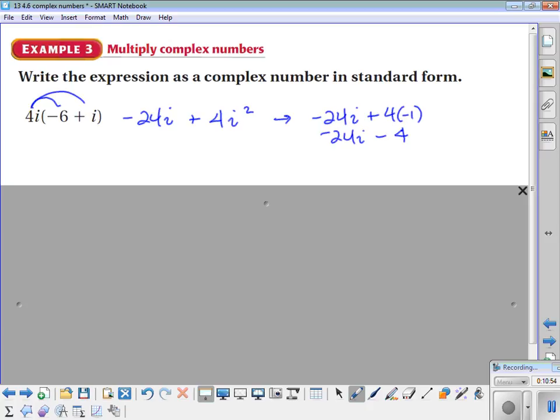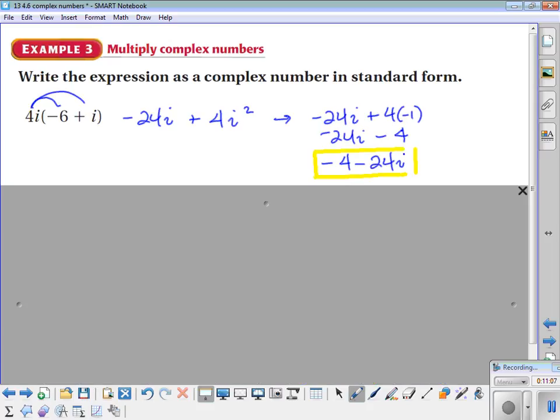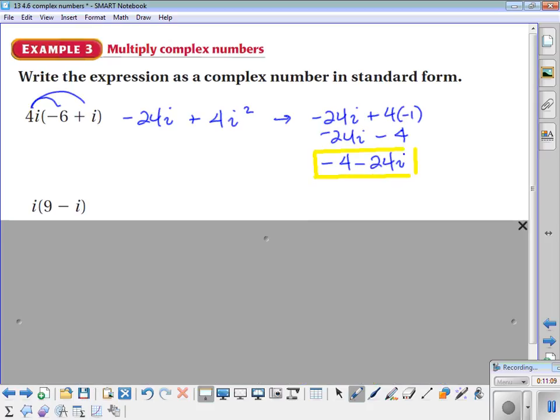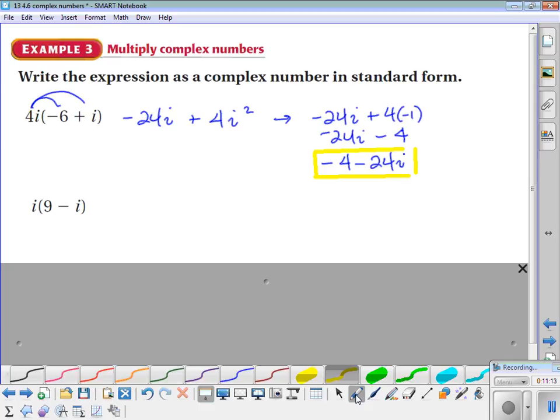Do I have it in standard form? Is the real part first? No, so we just need to switch it around. So negative 4 minus 24i would be my answer in standard form. Okay? So I'm going to have one for you guys to try on your whiteboard.